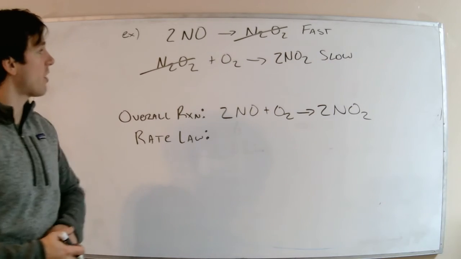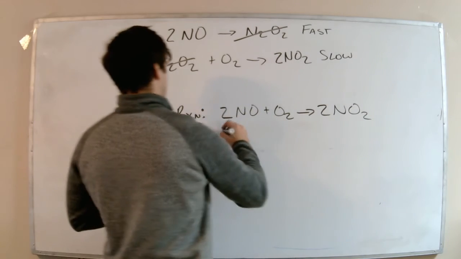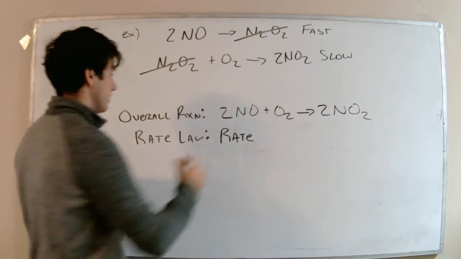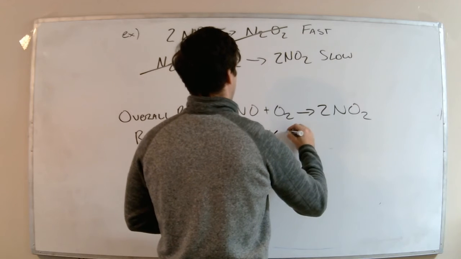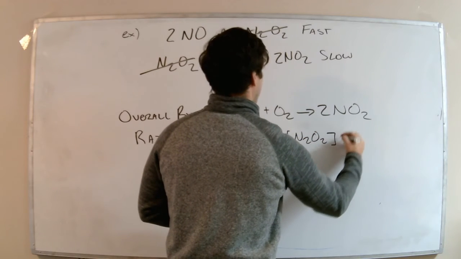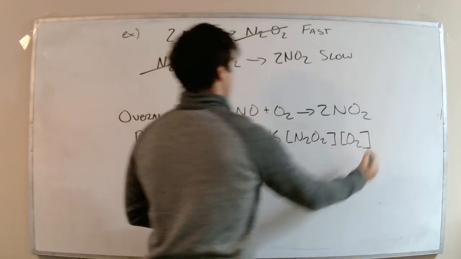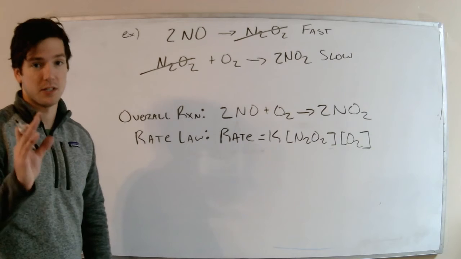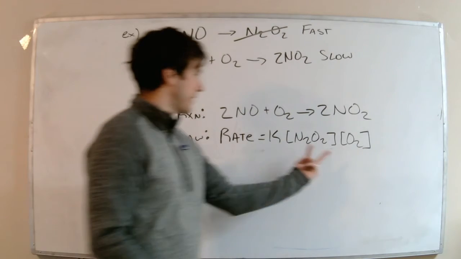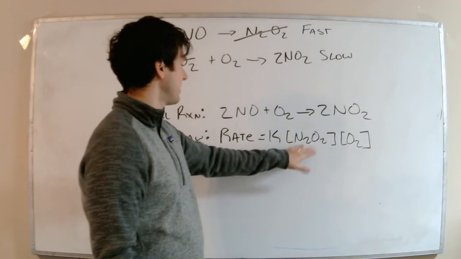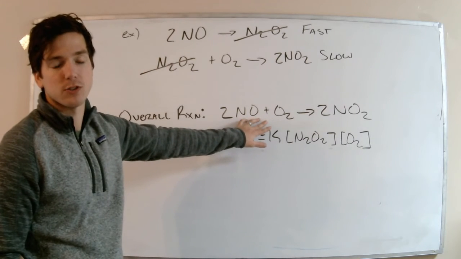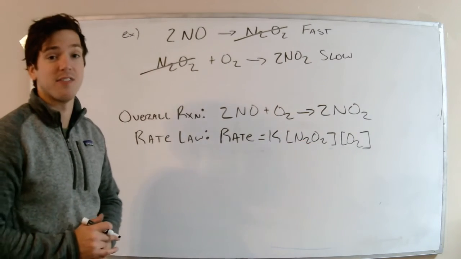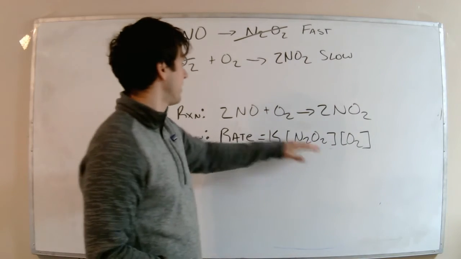All right, now let's determine our rate law. Well, if our rate law is based on the slow step, I would write rate, and I'm going to include everything here, even the stuff I crossed out. K, N2O2, and O2. And then you might say, okay, cool, that's my rate law. But here's the problem. Our rate law includes a reactant that is not in our overall reaction. We can't have that. Okay, we have to have a chemical that's in here that is in our overall reaction.